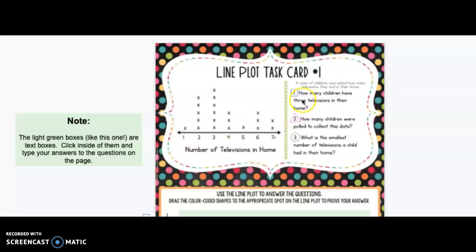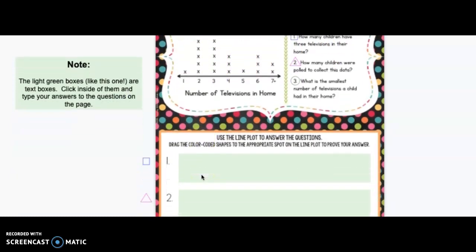The question says, how many children have 3 televisions in their home? 1, 2, 3, 4, 5, 6. So I go down to number 1, I click in, and I write 6. And now I drag this color-coded box next to number 1. I'm dragging it right here. Okay? That just kind of shows this is where my eyes were looking when I did that.